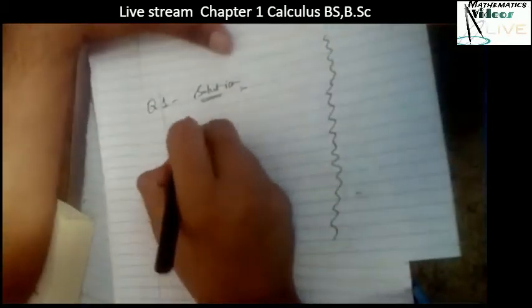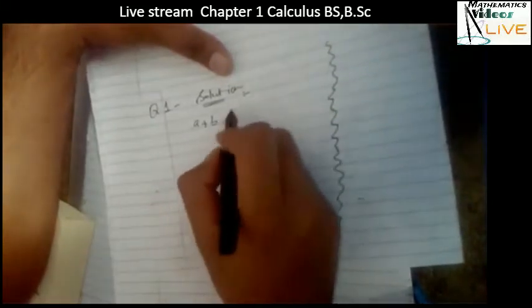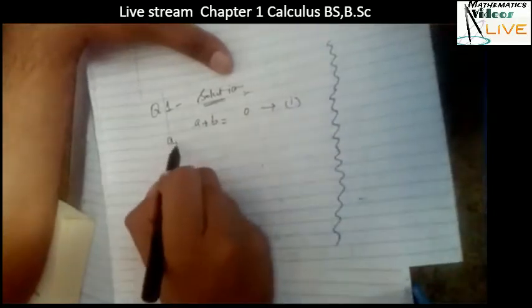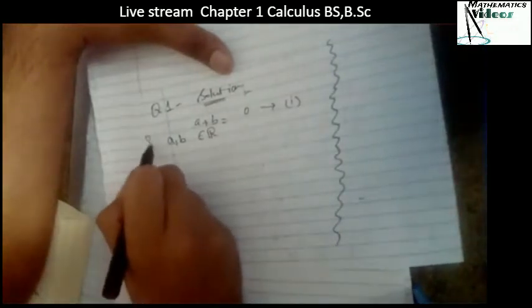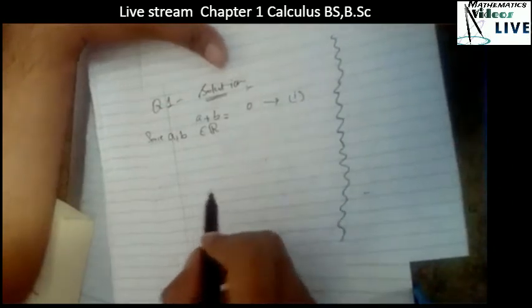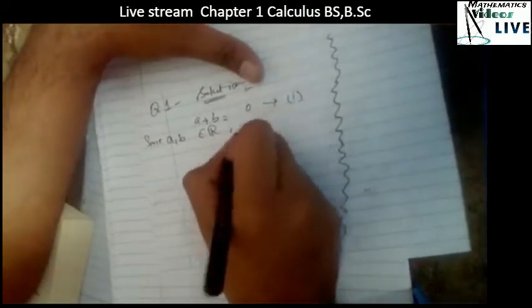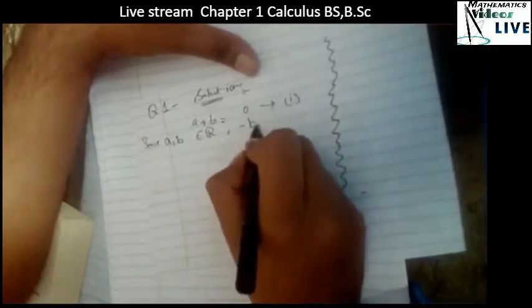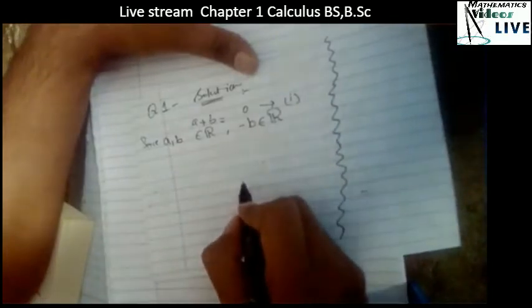You're given that A plus B is equal to 0, and this is given. You're also given that A and B belong to the set of real numbers. Every real number has its additive inverse in the set of real numbers, and therefore there exists the additive inverse of B, that is minus B, and it must belong to the set of real numbers.